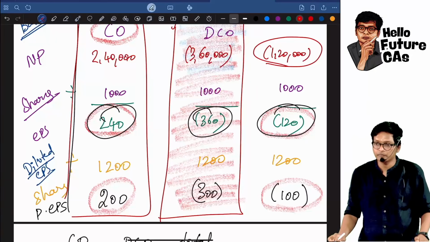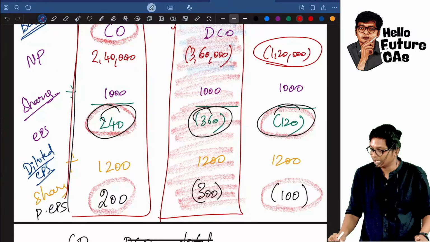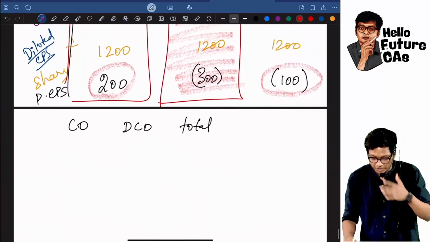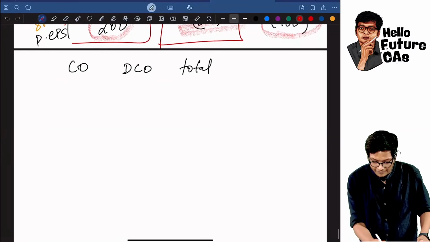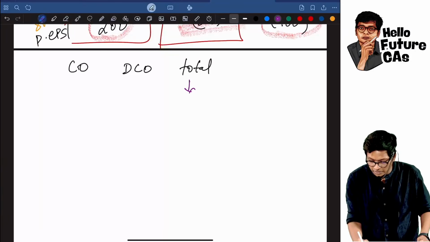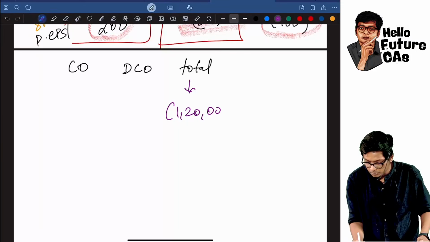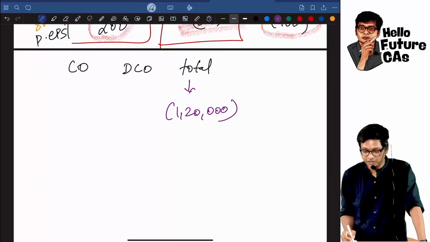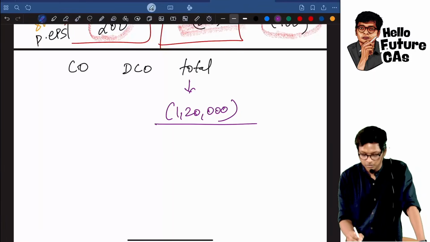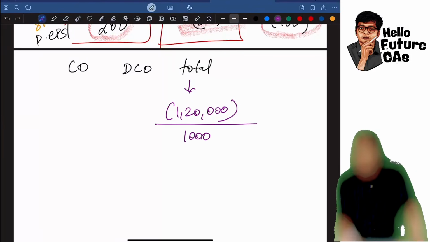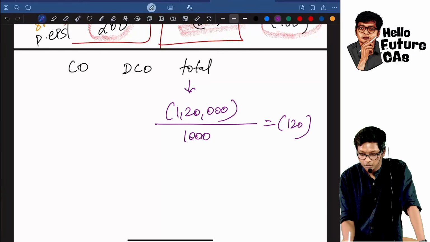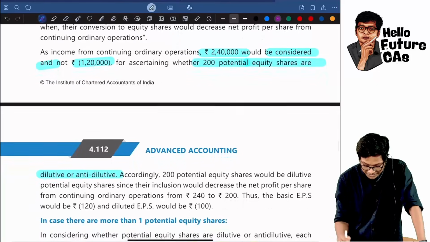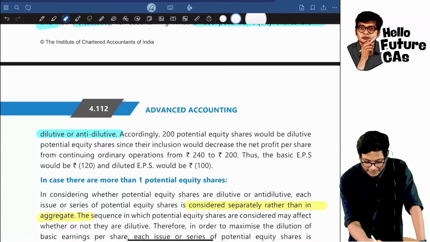Are you all with me? I will do only for total. So for total, look at this. I will again redo that for total. Total net loss 1,20,000 divided by 1000 shares. You will get negative EPS of how much? 120. That should be the only answer here. See, I'm simplifying things for you.